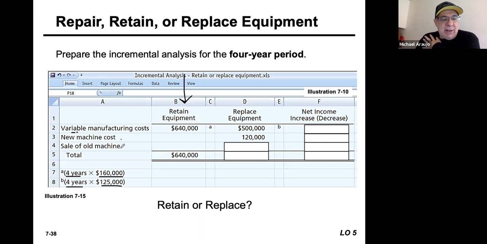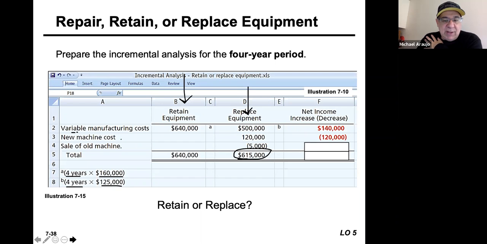They then could sell the old one, which really lowers the cost of the new machine. And so they could actually replace the equipment at a total cost of $615,000. Now, because we're talking about costs, we're going to pick the lower one here. The lower cost would be to replace, because the cost would go down. They would save $25,000 over that period of time if they bought or replaced the equipment rather than keeping the current equipment that they have.